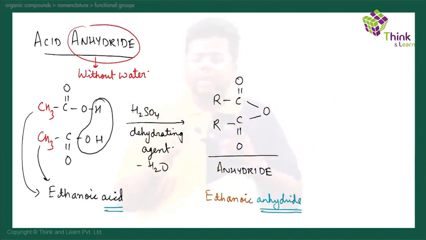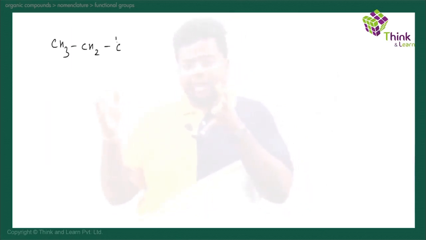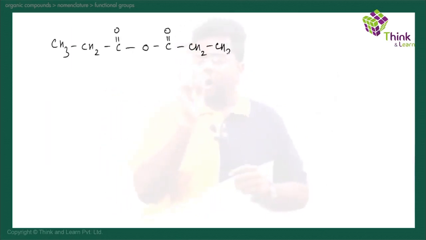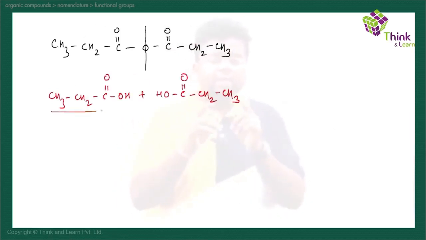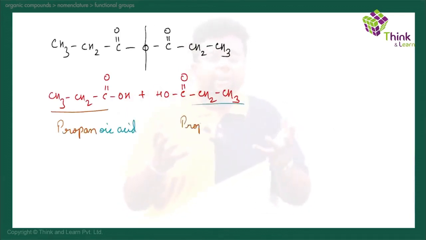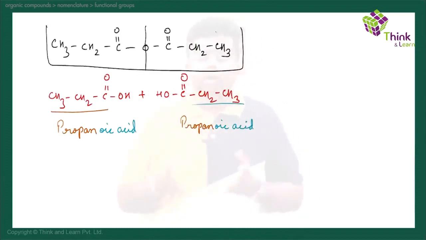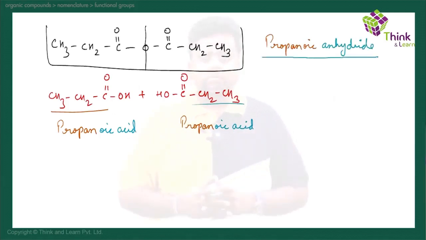Yes. Now, let's take one more example and I'll tell you how to name it. So, I have this example over here. All you have to do is break the molecule from the center and add an OH group. So, you will get two acids. What is the name of the two acids that you get? Yes, that is propanoic acid. So that means when propanoic acid is combining to give you an anhydride, what will be the name? Yes, the name would be propanoic anhydride. Simple, isn't it?